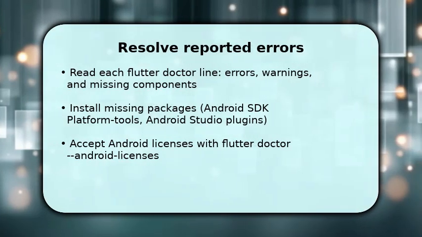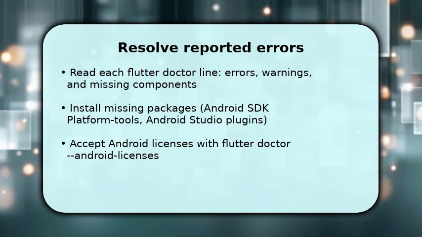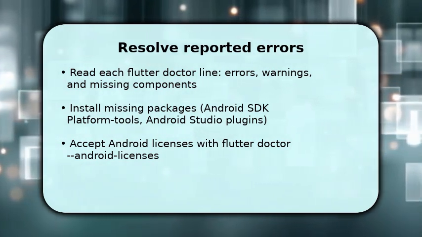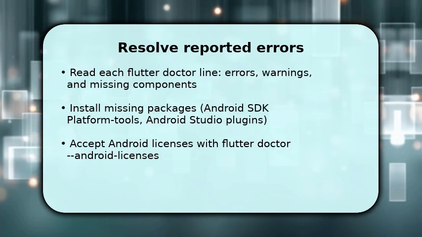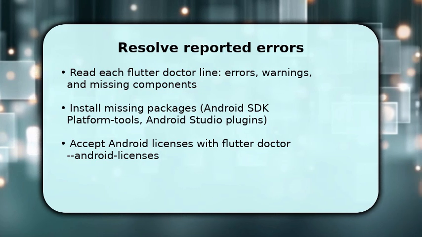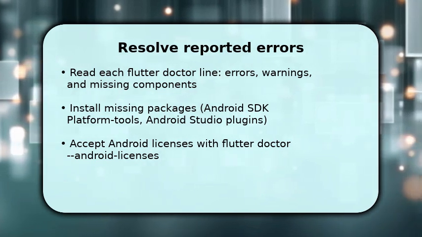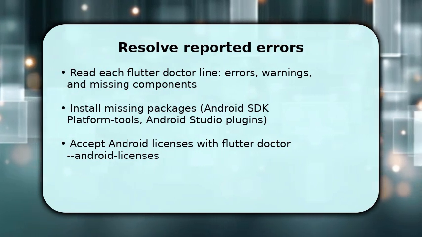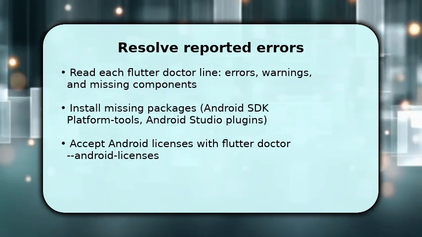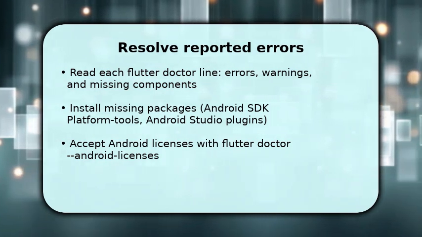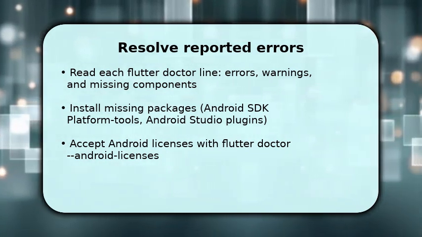Prioritize errors over warnings because they block builds. For missing SDK components, install Android SDK platform tools or the specific API level. For IDE issues, install the Flutter and Dart plugins in Android Studio. If licenses are flagged, run flutter doctor --android-licenses and accept; also, builds can proceed. Make sure to restart your terminal or IDE after install so path changes and plugins load properly.